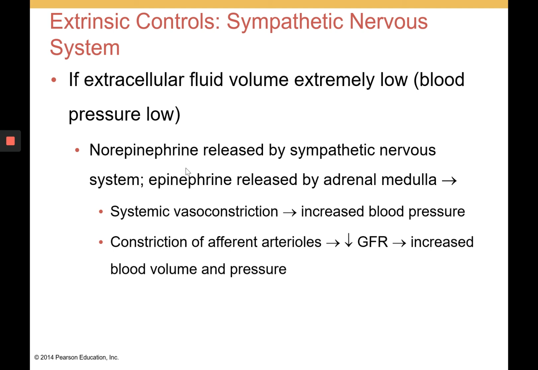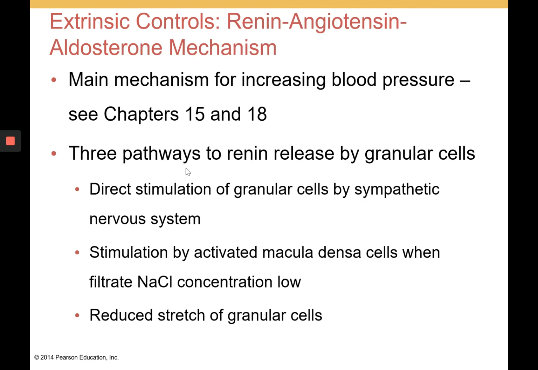Now, constriction of afferent arterioles to lower GFR may occur as a result of these extrinsic controls, but we may not be able to respond quickly enough, and this could increase blood volume and pressure in the kidneys minutely before GFR is able to go back to a constant rate. But the extrinsic controls, again, are not concerned with the kidney. They're trying to maintain body-wide blood pressure so that all other organs are able to get the fluid and the nutrients and the oxygen they need.